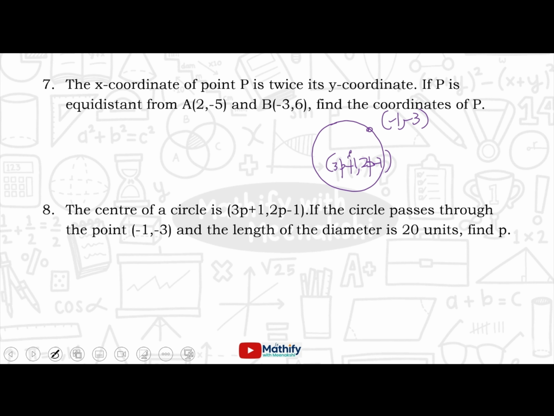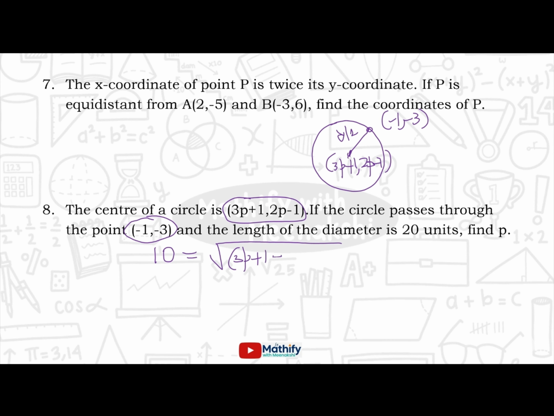Now the length of the diameter is given. What about this distance? It's half of the diameter because it's the radius, so just use the distance formula. You can write half of the distance, that is 10, is equal to the distance between these 2 points, this one and this one, as half of the diameter gives you the radius. So let's use this formula: 3p plus 1 minus minus 1, that becomes plus 1, whole square, plus, now the difference of y coordinates, 2p minus 1 minus minus 3, that again becomes plus 3.